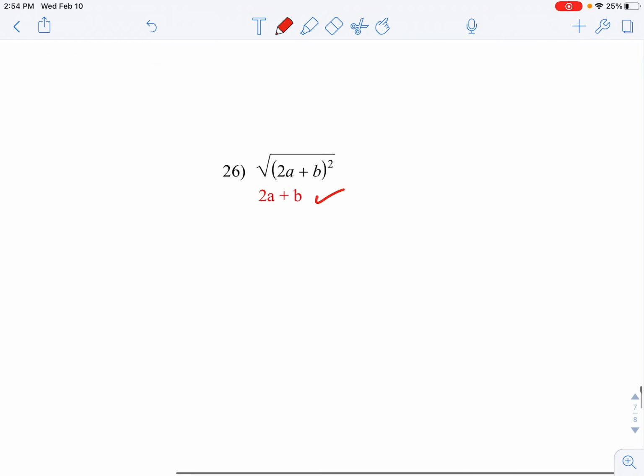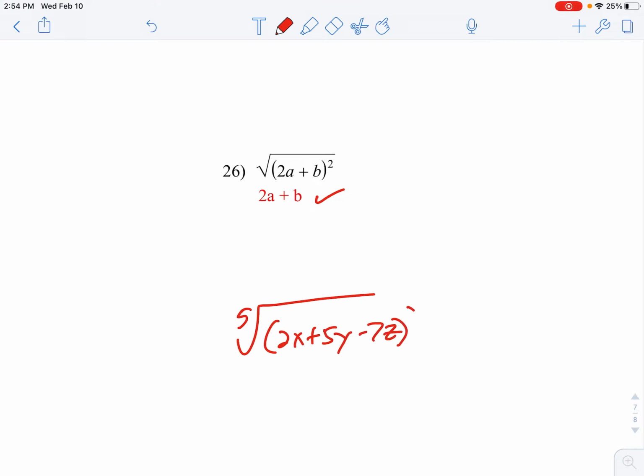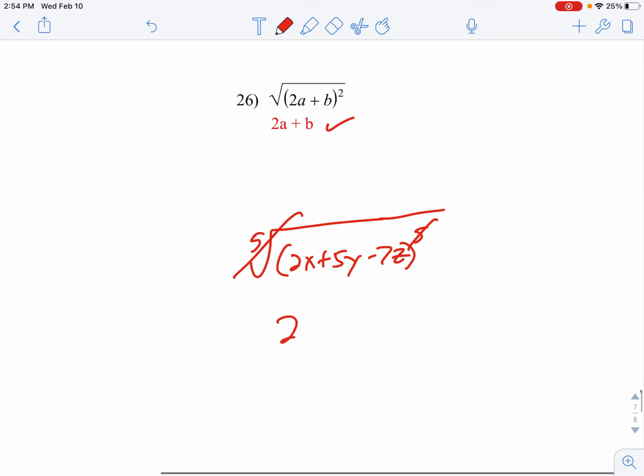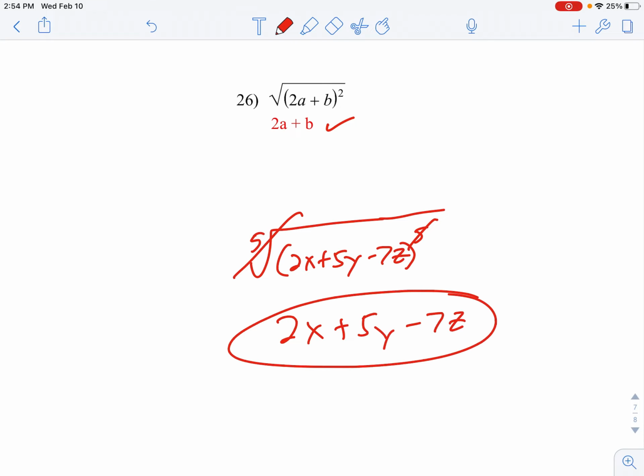Not to beat a dead horse, but if it was like the 5th root of 2x plus 5y minus 7z to the 5th power, well, you would just cancel the root and the power, and that would be your answer.